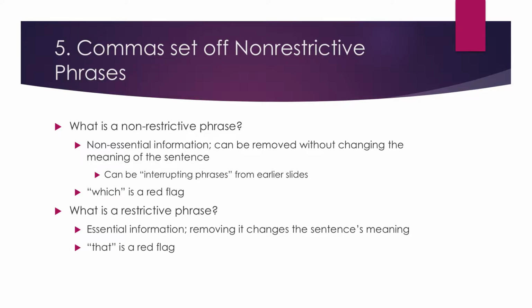The 5th rule is that commas are used to set off non-restrictive phrases. So a non-restrictive phrase, to get grammatical again, is non-essential information. It can be removed without changing the meaning of the sentence. This is sort of like the interrupting phrases from earlier slides. The word which can be a red flag that you have a non-restrictive phrase.